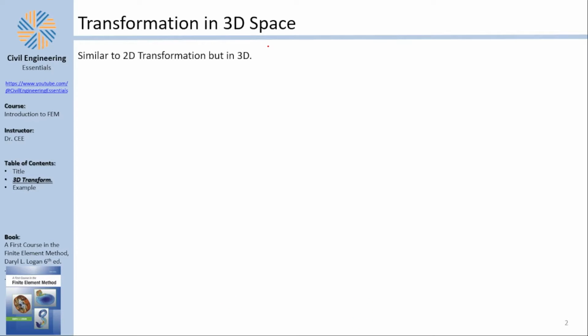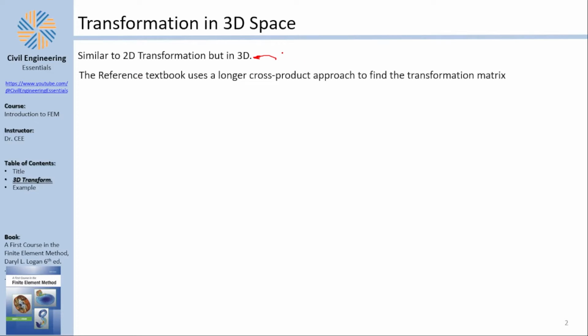Okay, so the first topic we need to cover is transformation in 3D space. The transformation in 3D space is somehow similar to 2D but is expanded, meaning that there is a third extra axis or dimension we should take into consideration. Now, the reference textbook, the book from Daryl and Logan, uses a longer cross-product approach to find the transformation matrix.